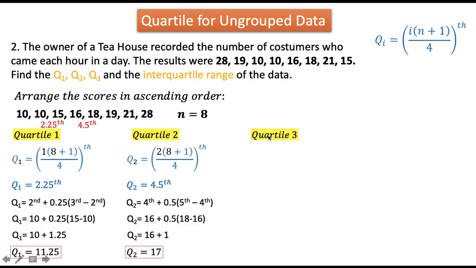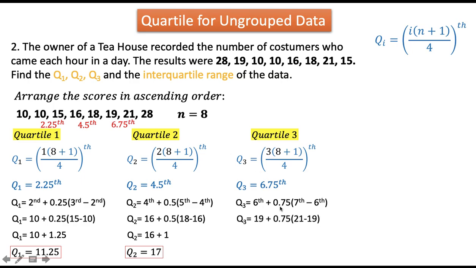To solve for quartile 3, using the same process, change i to 3, then our n is 8. 8 plus 1 is 9. 9 times 3 is 27. 27 divided by 4 is 6.75. So that is somewhere here. Then, to solve for it, 6 plus the 0.75 of the 7th minus the 6th place. So our 7th place here is 21. Then the 6th place is 19. So 21 minus 19 times 0.75, that is 1.5, plus 19, and you will get 20.5, and this will be our quartile 3.